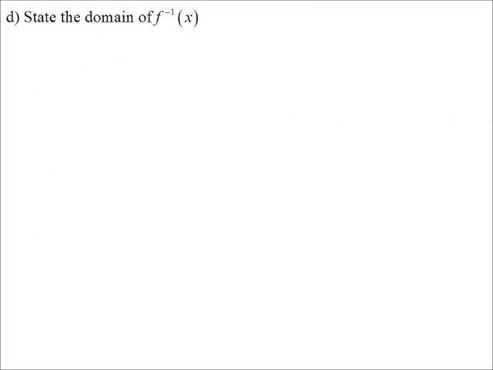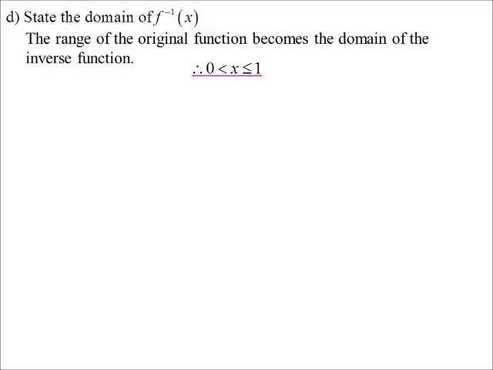State the domain of the inverse. Well, the domain of the inverse will be the range of the original function when we did the restriction. And so, looking at the original graph, the range was between 0 and 1. 0 wasn't included because it was an asymptote, but 1 was. That will become the domain of the new one. So x is in between 0 and 1 with 1 included.